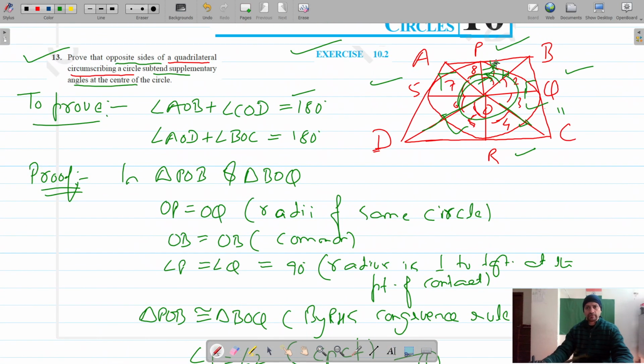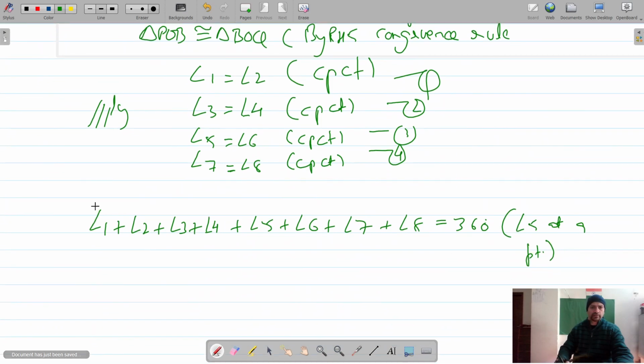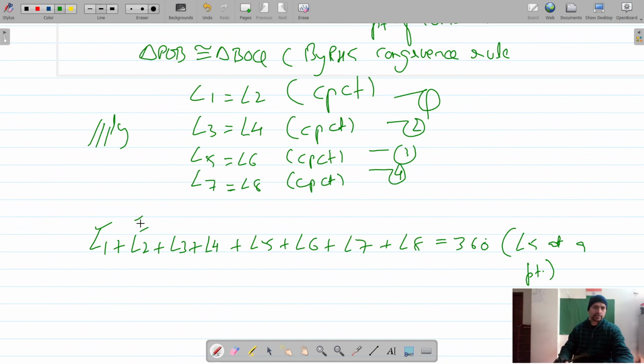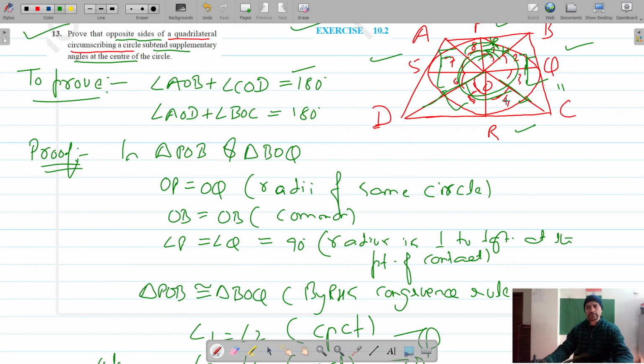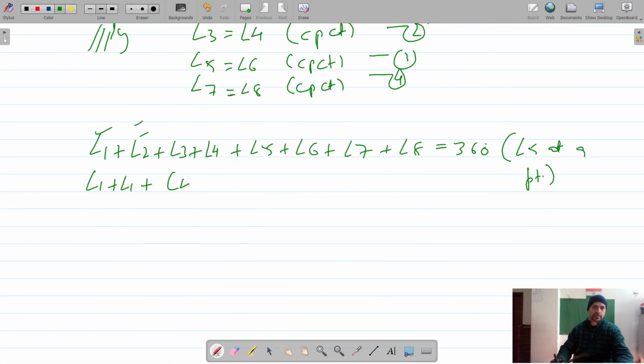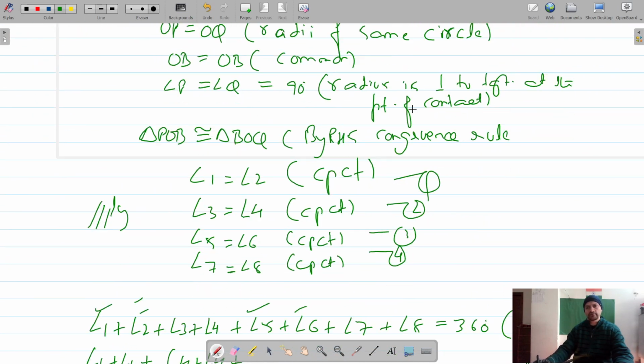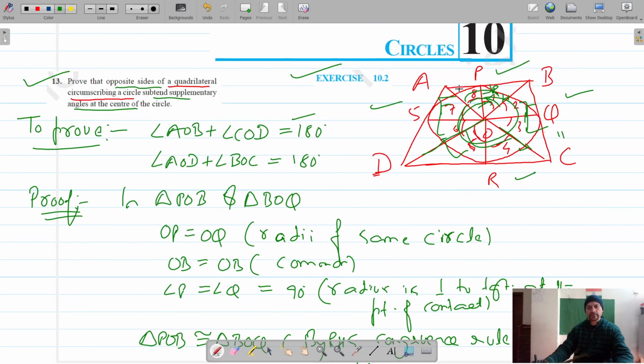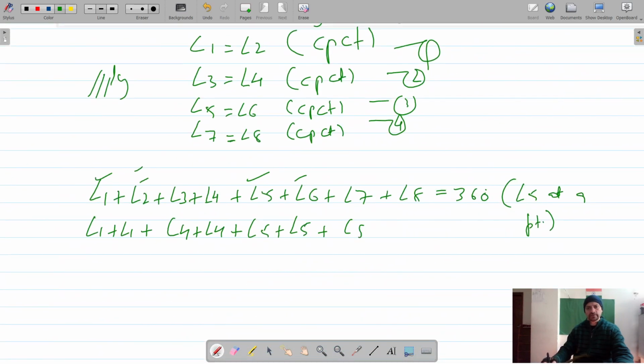what we will do is keep angles 1 and 8, 5 and 4, and replace 2, 3, 7 and 6. So 1 is equal to 2, so instead of 2, I can write 1. 3 is equal to 4, I will just keep 4, replace 3 with 4. Angle 5 and 6 are equal, so keep 5, replace 6 with 5. Angle 7 and 8 are equal, replace 7 with 8, keep 8.